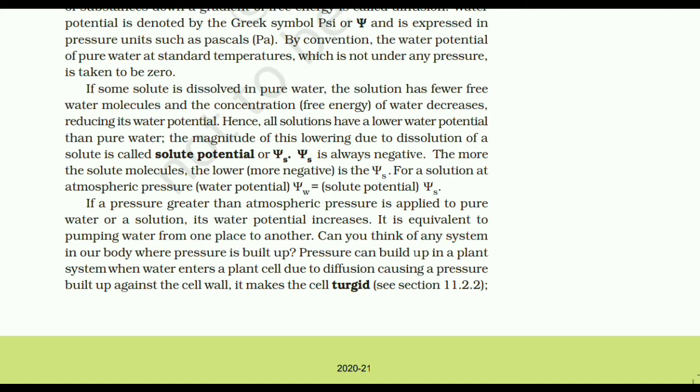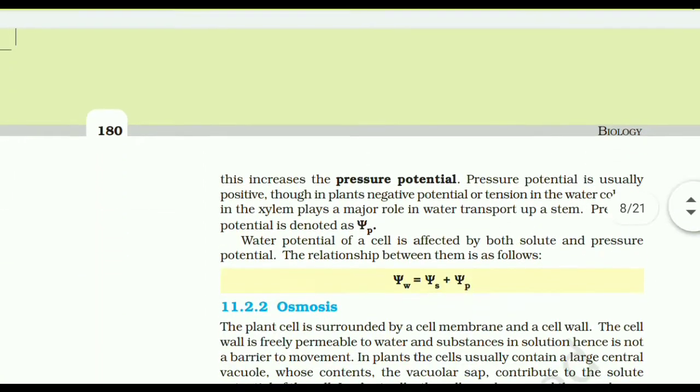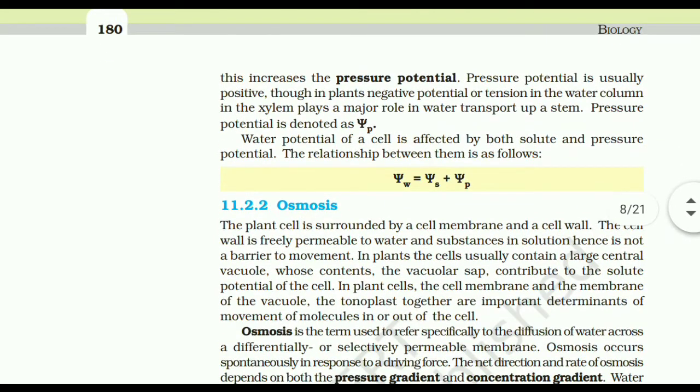If a pressure greater than atmospheric pressure is applied to pure water or a solution, its water potential increases. It is equivalent to pumping water from one place to another. Can you think of any system in a body where pressure is built up? Pressure can build up in a plant system where water enters a plant cell due to diffusion, causing a pressure build-up against the cell. This makes the cell turgid. This increases the pressure potential.